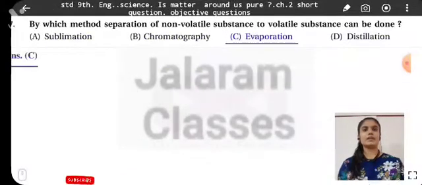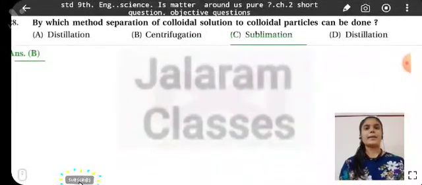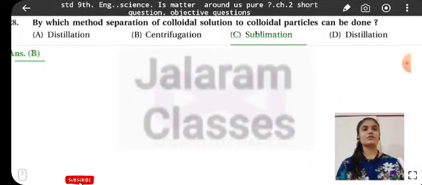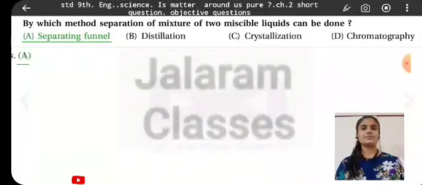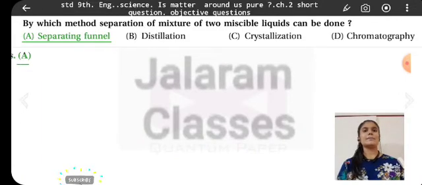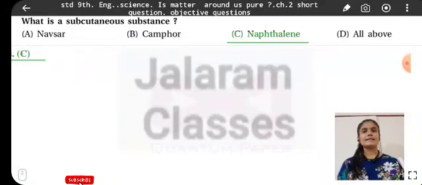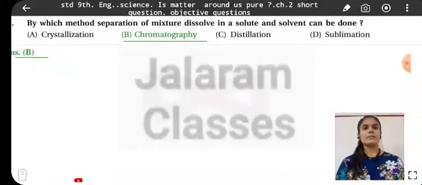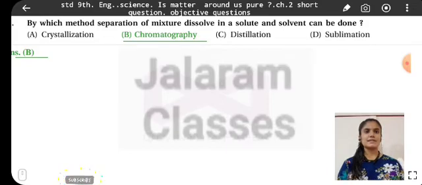Solid. By which method separation of non-volatile substance to volatile substance can be done? Evaporation. By which method separation of colloidal solution to colloidal particles can be done? Centrifugation. By which method separation of mixture of two immiscible liquids can be done? Separating funnel. What is sublimable substance? Naphthalene.